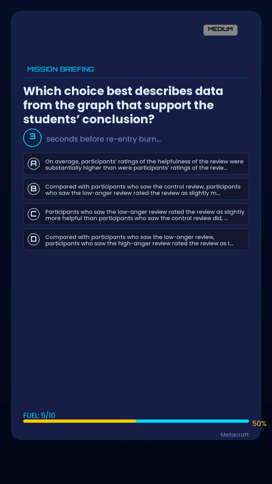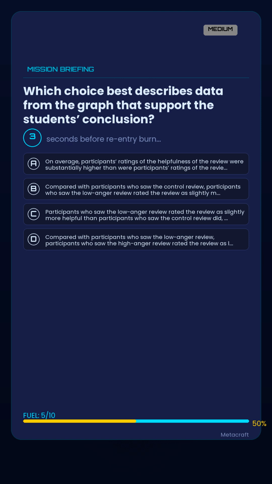Option B, compared with participants who saw the control review, participants who saw the low-anger review rated the review as slightly more helpful, whereas participants who saw the high-anger review rated the review as less helpful. Option C, participants who saw the low-anger review rated the review as slightly more helpful than participants who saw the control review did, but participants' attitude toward the reviewed product was slightly worse when participants saw the low-anger review than when they saw the no-anger review.